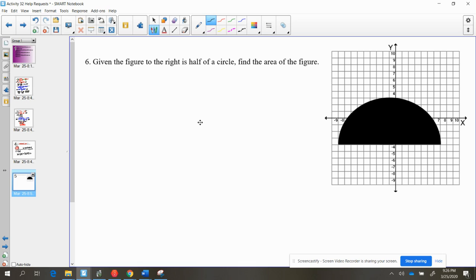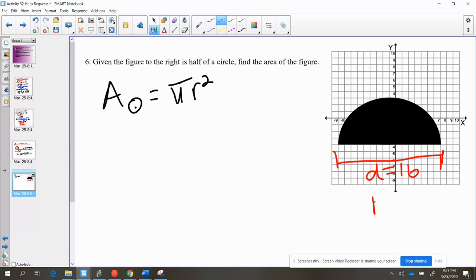Last but not least, I've been getting a lot of questions about this area of a semicircle problem. Well, a reminder, half of a circle means we want the area, that shaded figure, we want half of the area of a circle. So overall, the area of a circle is pi r squared, right? But we're only going to eventually want half of that. So what we first need to do is find the area of the whole circle. Now notice this semicircle, this distance right here, is going to be your diameter, right? Your diameter is going to be, in this case, if we move all the way from -9 to +7, a total of 16 total units, which means the radius of this circle is going to be 8.